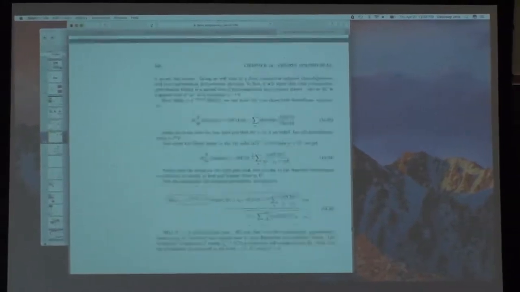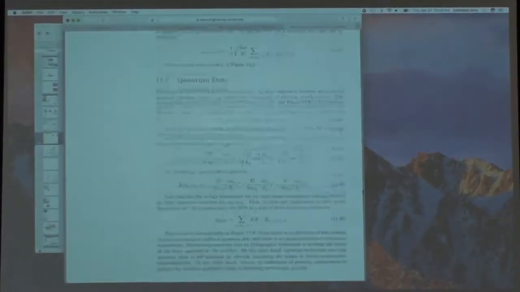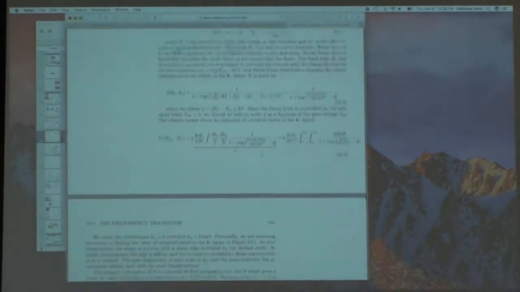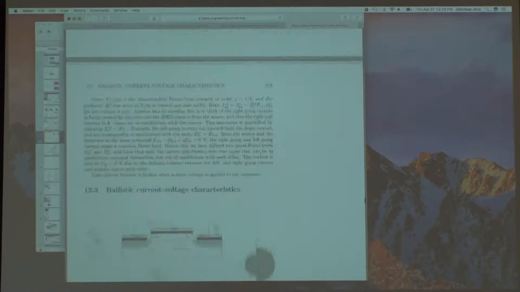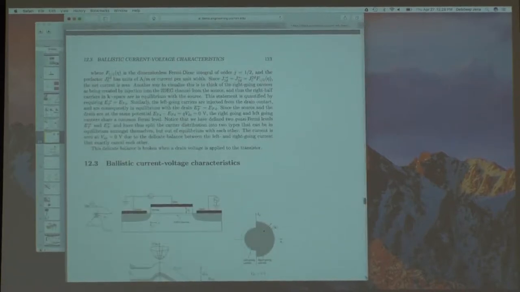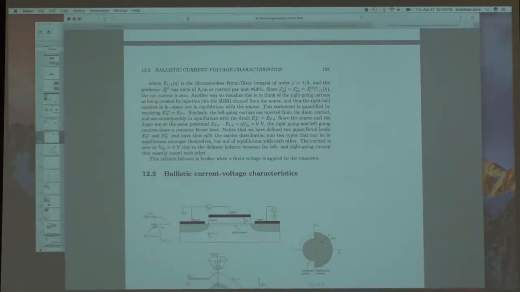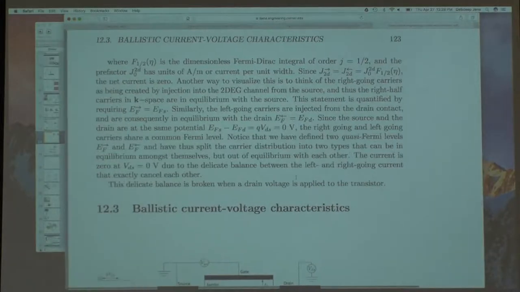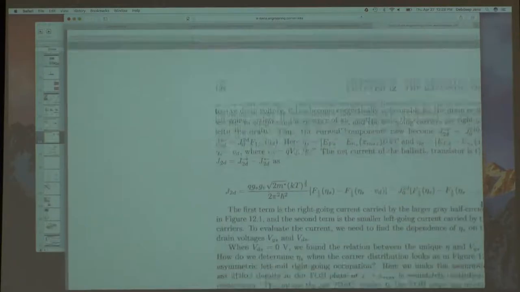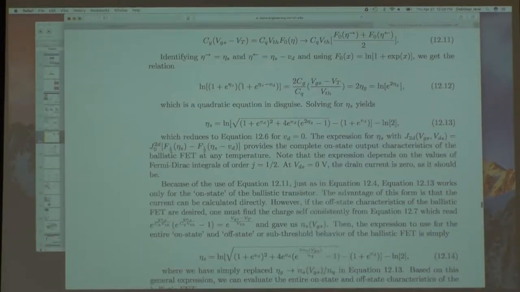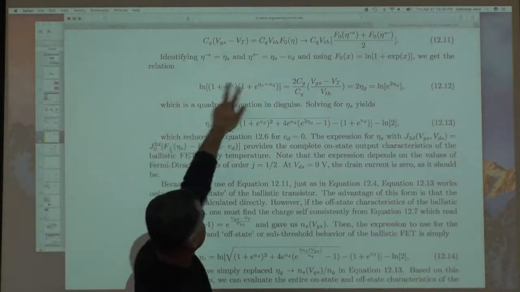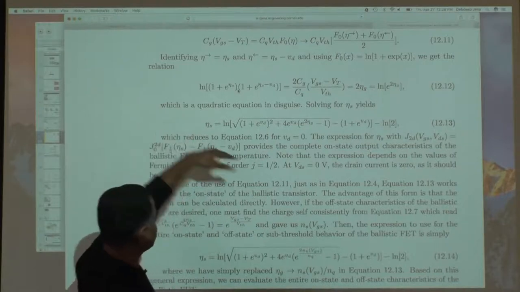Oops, where is that? Yeah, so it's in this chapter. Right, so we talked about these figures. This is the expression I was mentioning, and when you open out the quadratic, you get this whole kind of expression.